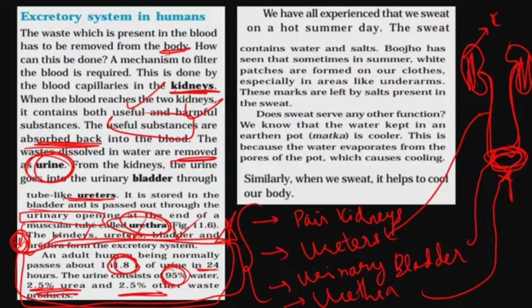So we have experienced that we sweat on a hot summer day. Now, sweat contains some water and some salts. Sometimes in summer, you must have seen certain white patches formed on our clothes. This is because they are the salts that have been excreted through sweat. So urine is not the only excretory product. We have sweat, right? Sometimes our skin also secretes some excretory products, like sweat from the skin, sebaceous glands, and many times even saliva. So salts are present, and that actually forms these white patches as sweat.